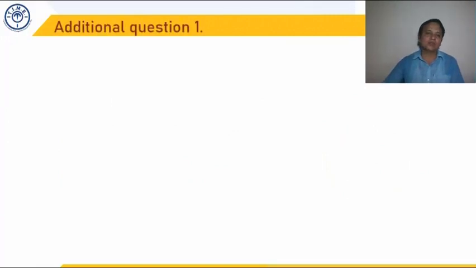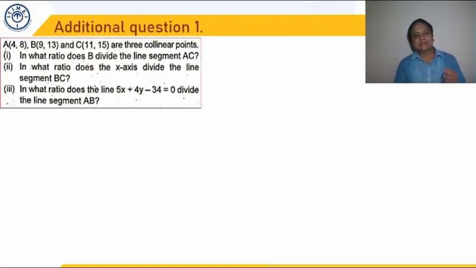Now additional question 1. It says 3 points are given: A (4, 8), B (9, 13) and C (11, 15). These are 3 collinear points. Collinear means they lie on a straight line. In what ratio does B, that is (9, 13), divide the line segment joining A and C? A coordinates are (4, 8), C coordinates are (11, 15).